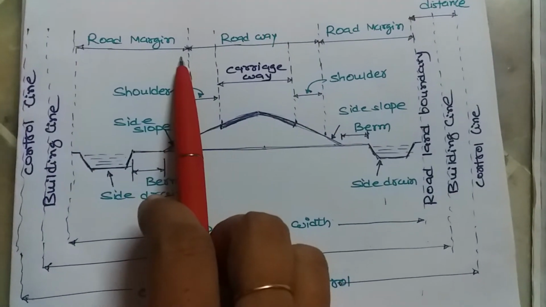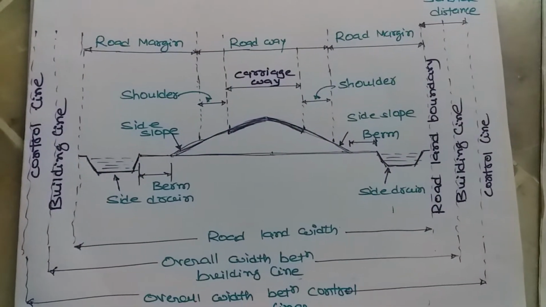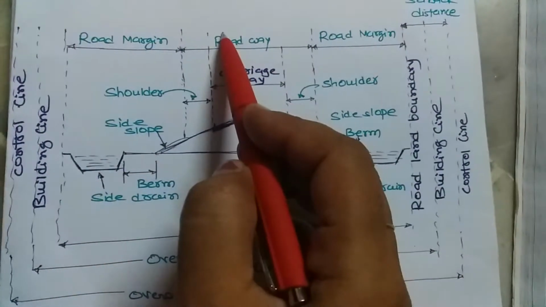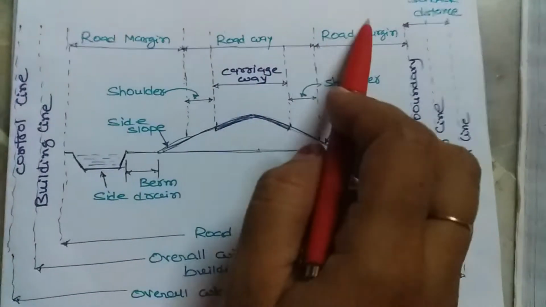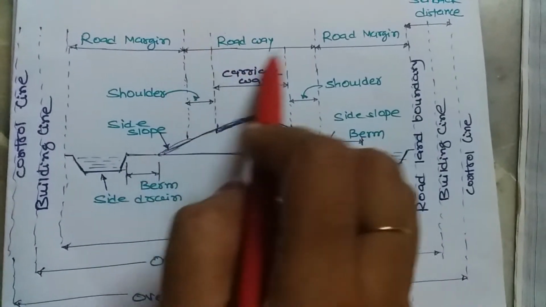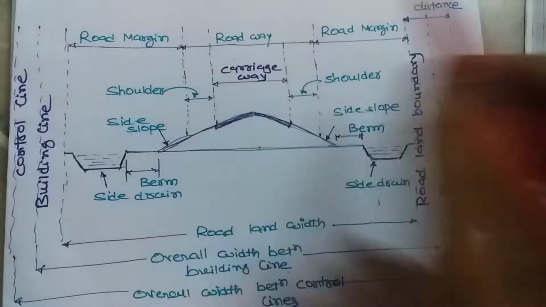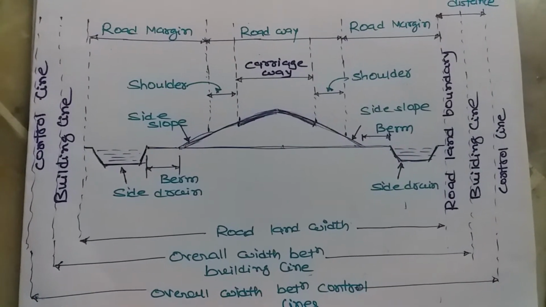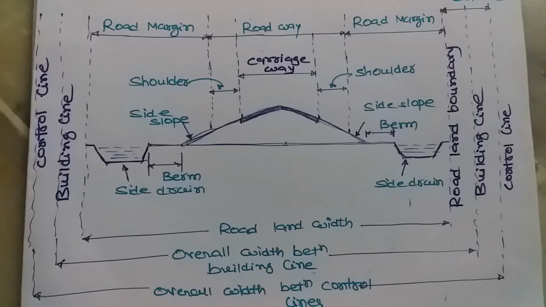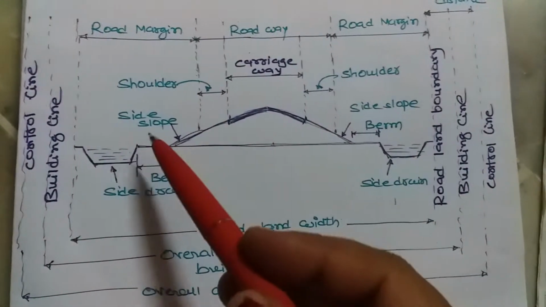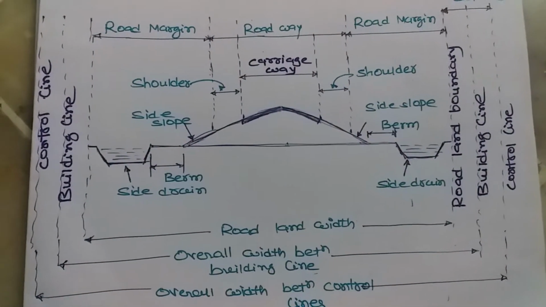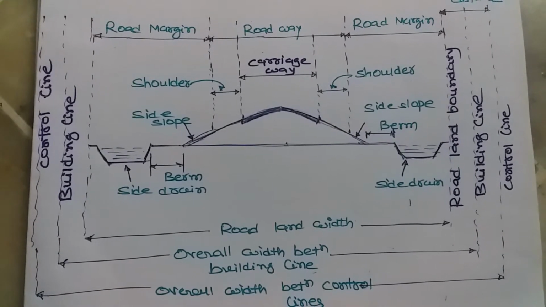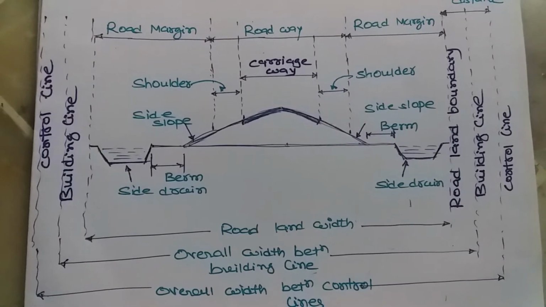Now second term is road margin. Okay, what is the road margin? The portion of a land width on either side of the roadway. Okay, the portion of the land width on either side of the roadway of a road is known as a road margin. The various elements included in the road margins are shoulders, parking lane, frontage road, driveway, cycle track, footpath, guardrail and embankment slope.